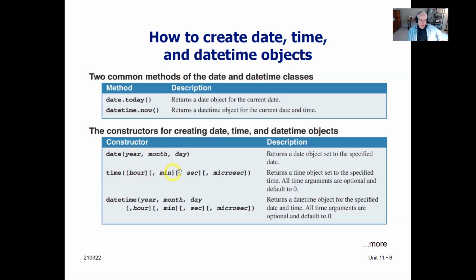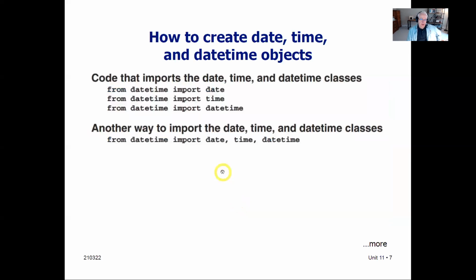Down here, we have the same thing for time: the hours, the minutes, the seconds, and then the microseconds if you want to get really, really particular. Datetime is the whole enchilada. It's the date followed by the time. Okay, so some examples of that.